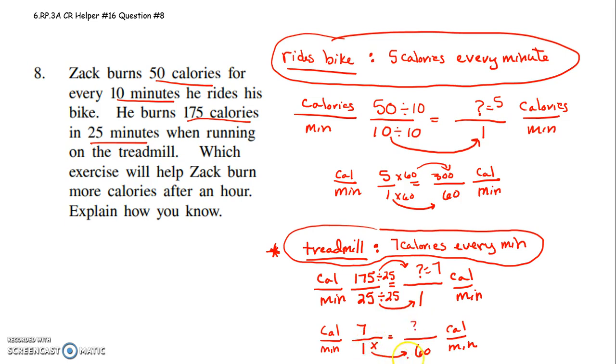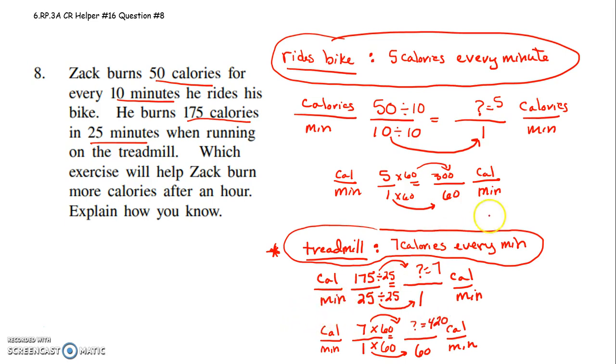I would multiply the denominator by 60, which means I have to multiply my numerator by 60. 7 times 60, he'd actually burn 420 calories in an hour.